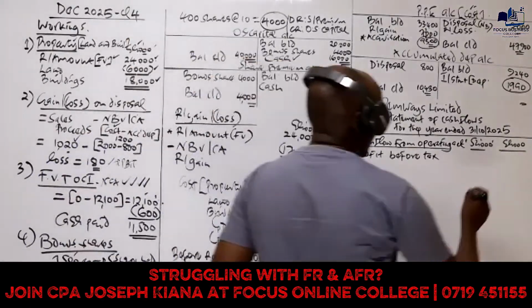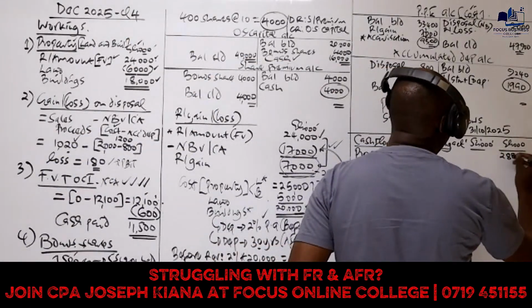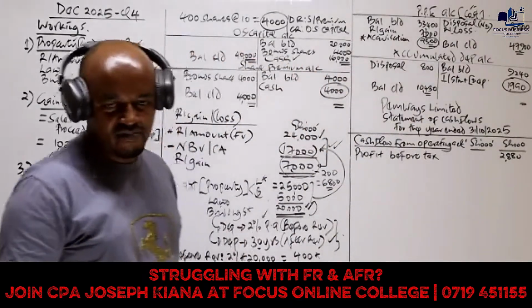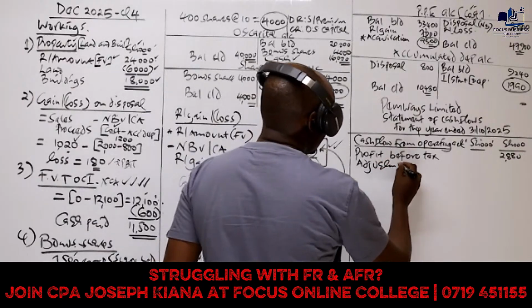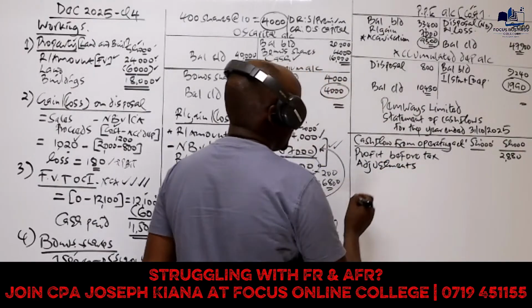The profit before tax is an amount of 2880. Remember, we get this from the income statement, profit before tax, and then we make a number of adjustments to this profit.